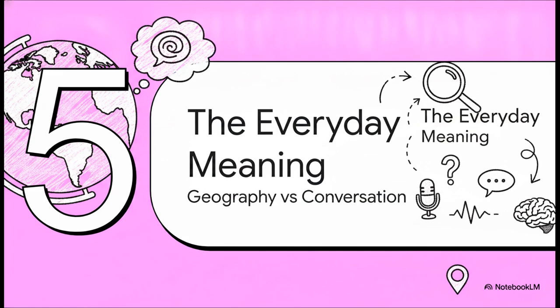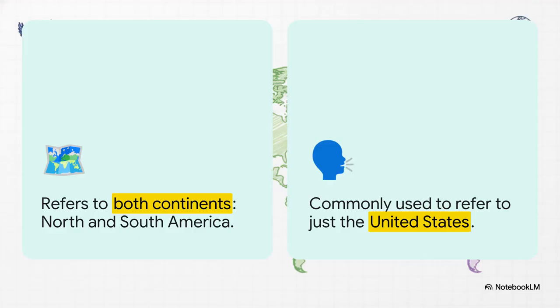And that leads us perfectly into Section 5, the everyday meaning, geography versus conversation. See, there's this massive split between technical geography and our everyday language. In technical geography, like we just saw, the term America officially refers to both North and South America combined, the whole shebang. But in casual conversation, America is almost universally used as shorthand to refer specifically to just the United States. It's kind of an incredible linguistic twist when you really think about it. We take a word that technically covers two entire continents, spanning tons of diverse cultures, languages, and nations, and we just shrink it right down in everyday talk to represent just one single abbreviation for one single country.